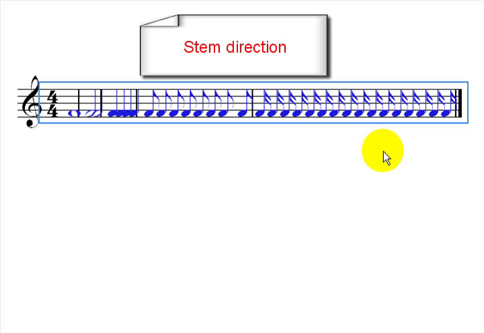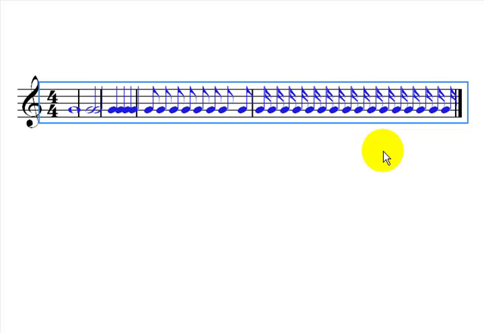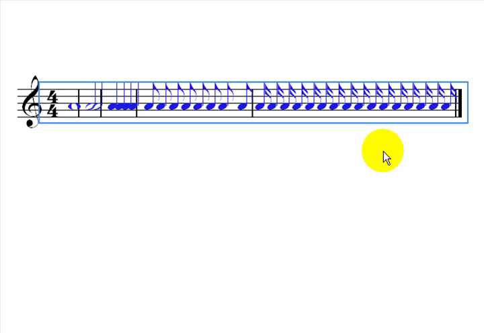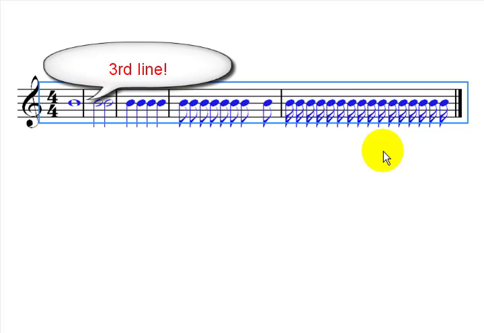Now, I've selected all the notes, and I will be moving them upwards. You will hear how the pitch changes. All right, this looks all the same. We go up, and we're on the second space, and when we come to the third line, watch what happens. Oops. The stems all turn down.